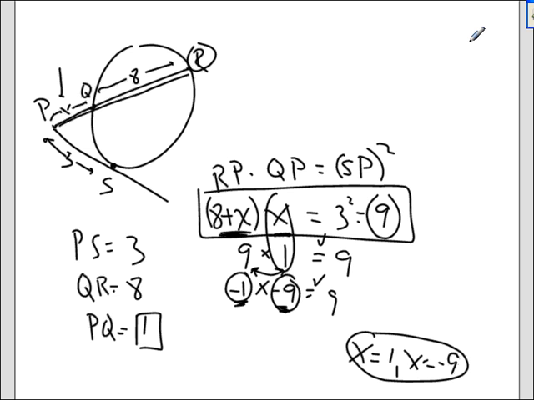And I didn't factor, I didn't distribute, I didn't bring the 9 to the other side. Just ask myself, what two numbers multiply out to 9 where one is 8 more than the other? Okay, that completes this section.